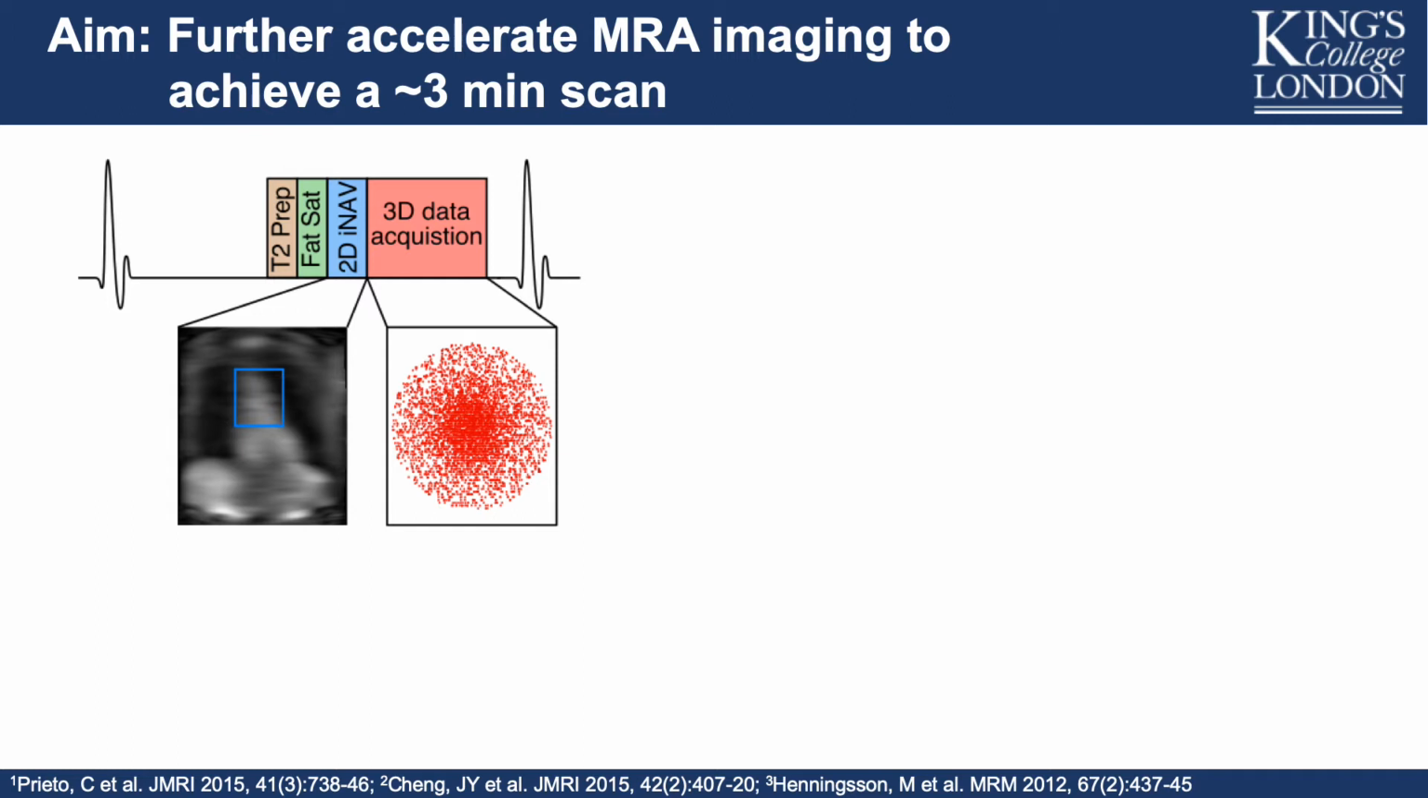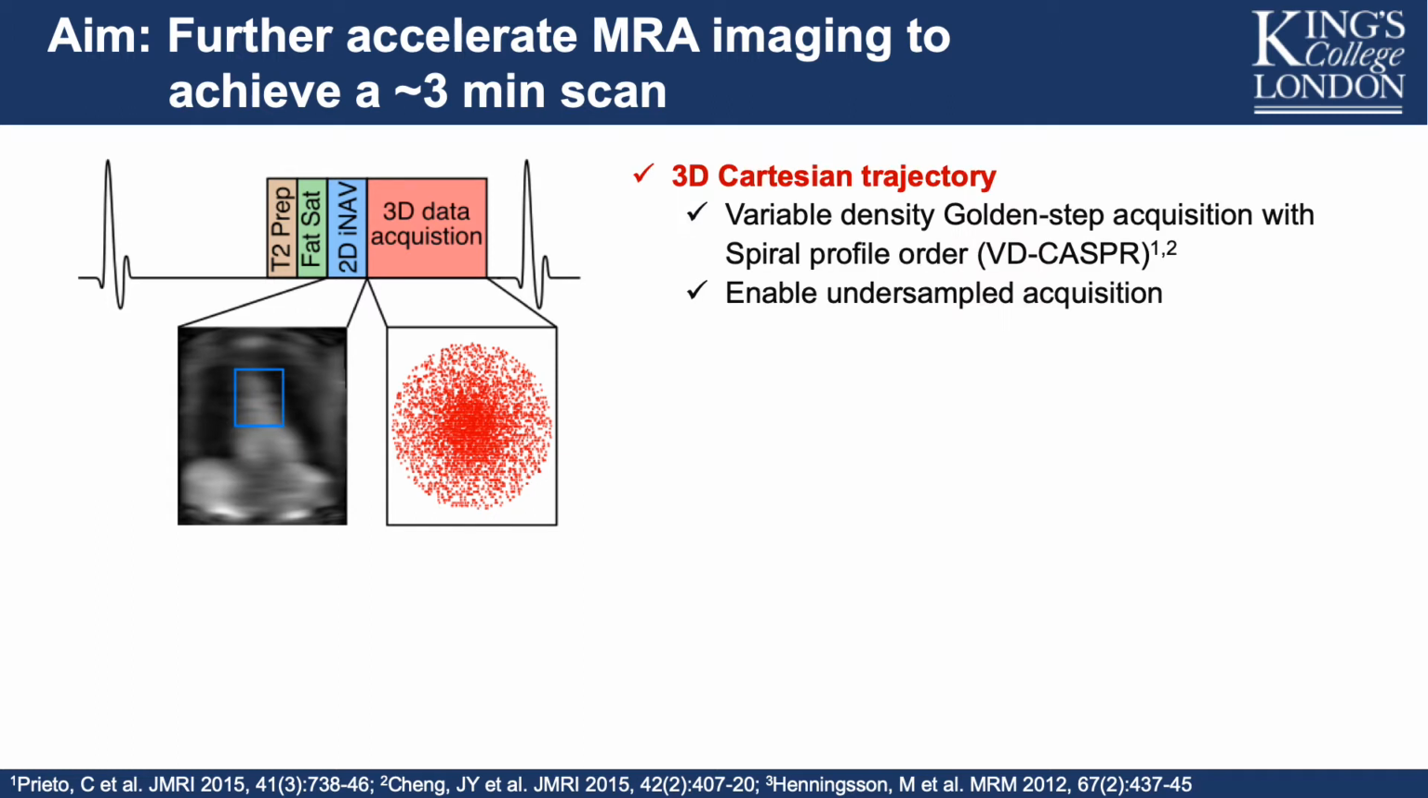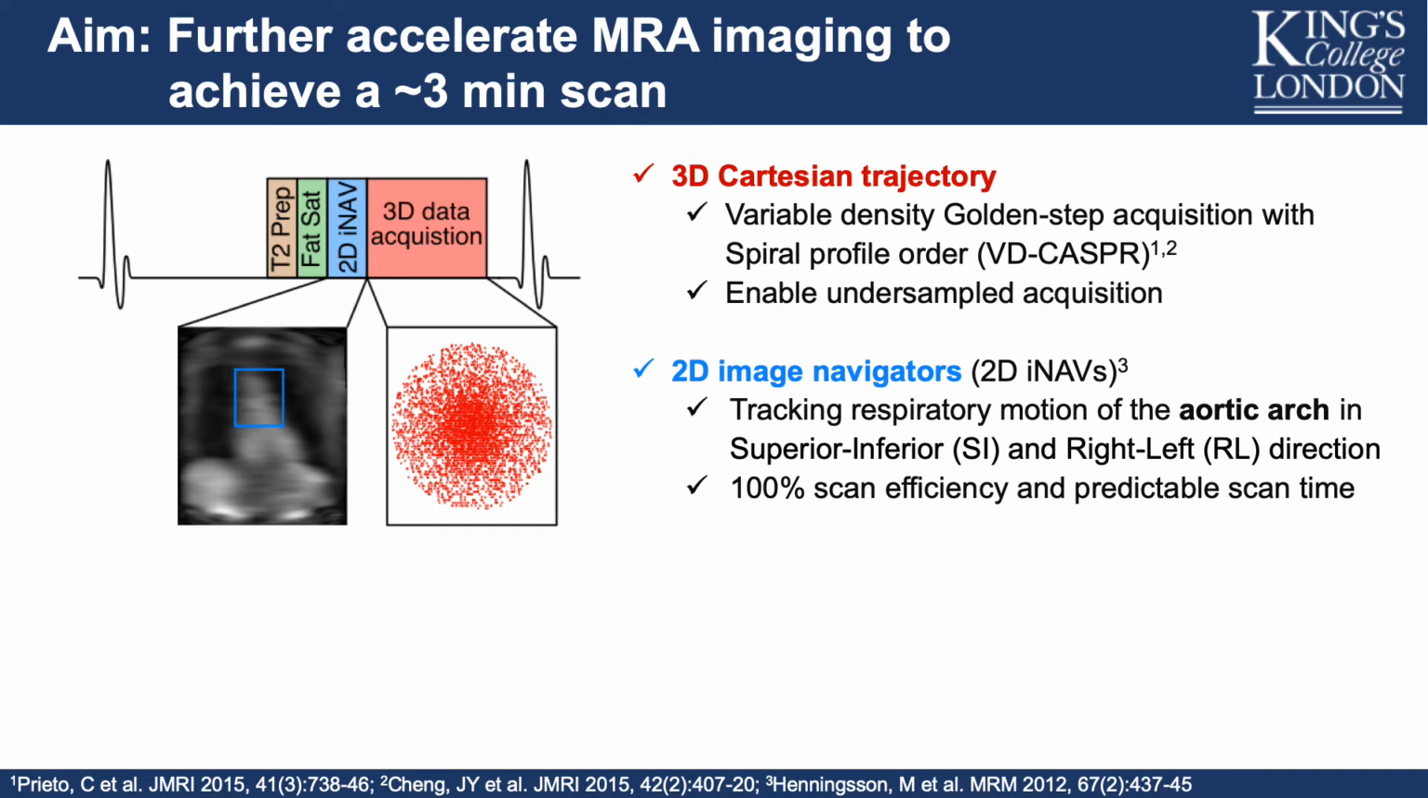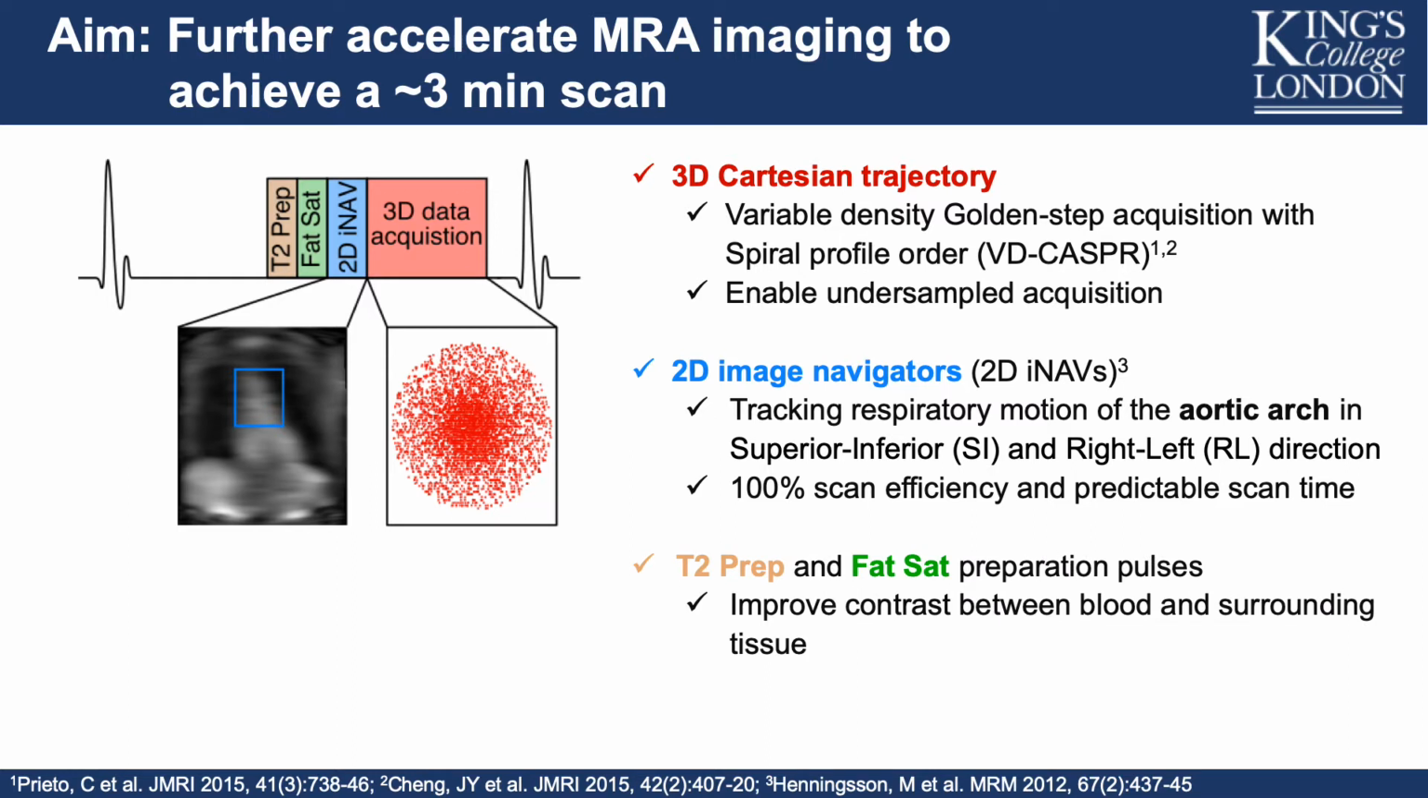of approximately 3 minutes. In order to do this, we use a variable density 3D Cartesian trajectory with a spiral profile order, which enables undersampled acquisitions. We integrated 2D image navigators to track the superior-inferior and right-left motion of the aortic arch on a heartbeat-to-heartbeat basis and enable 100% scan efficiency and a predictable scan time. Finally, we incorporated fat saturation and T2 preparation modules to improve the contrast between blood pool and surrounding tissue.